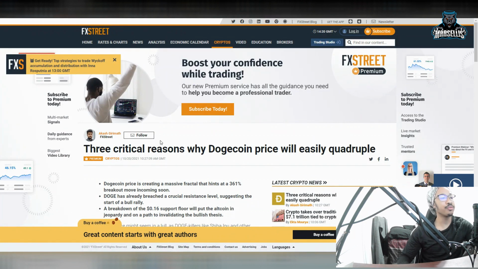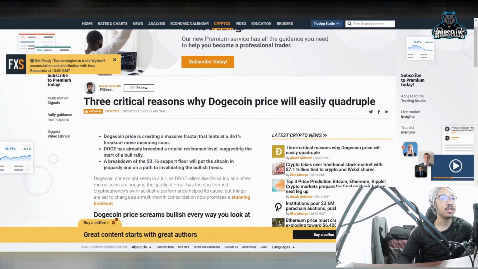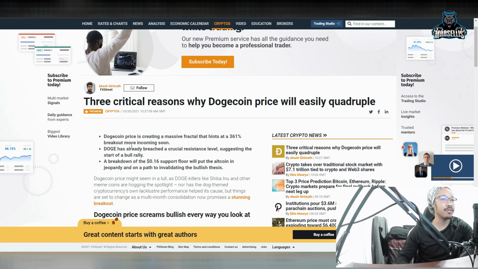So, 3 critical reasons why Dogecoin price will easily quadruple. Dogecoin price is creating a massive fractal that hints at a 361% breakout move incoming. That's a lot. Other people are saying 1,000%. But anyways, Doge has already breached a crucial resistance level, suggesting the start of a bull rally. Crucial resistance level, definitely 25 cents was very crucial for us, and we broke it.